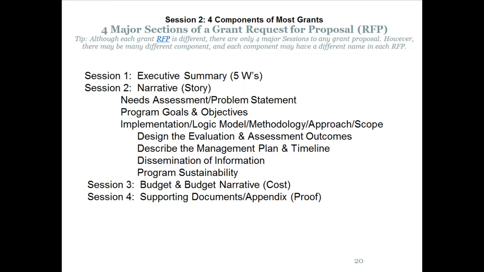There are four components to every grant. This is the simple part of it. Four components, just four. The executive summary, which I have nicknamed the 5 W's. The executive summary, 5 W's. And what are those 5 W's? Somebody who knows? Who, what, when, where, and why.